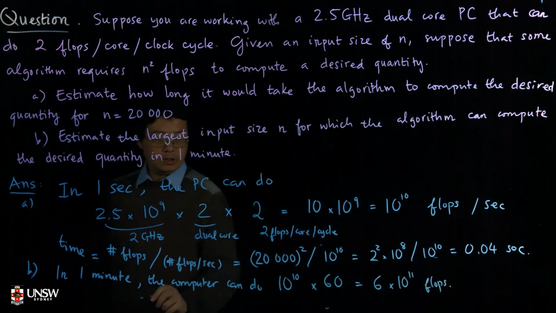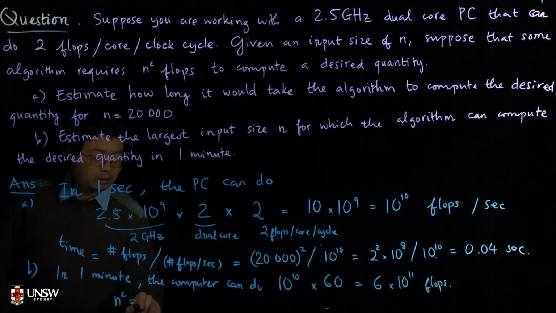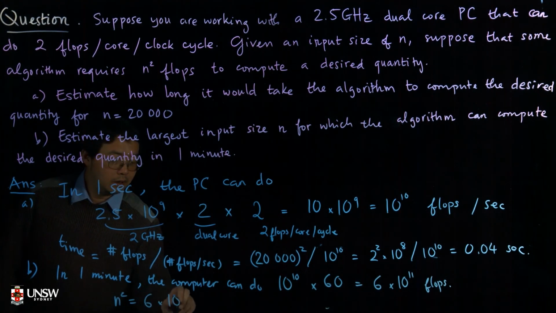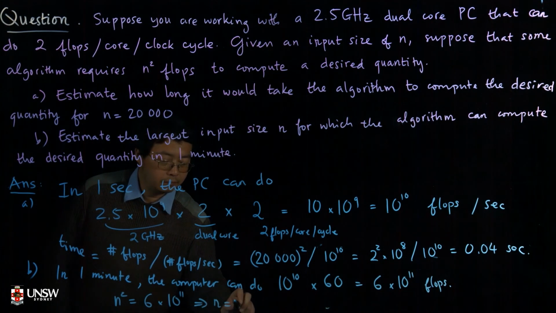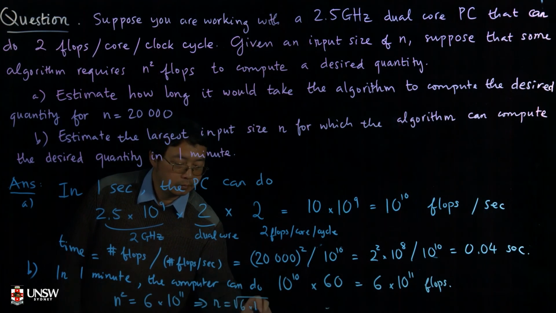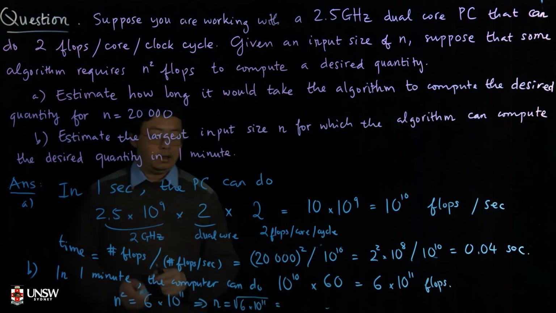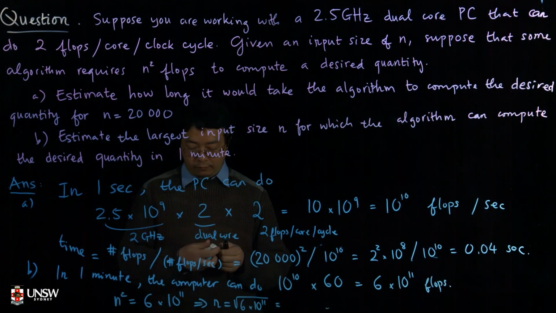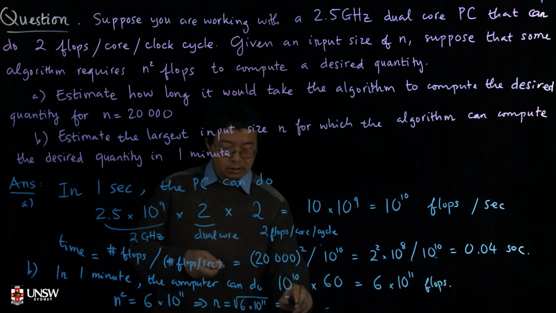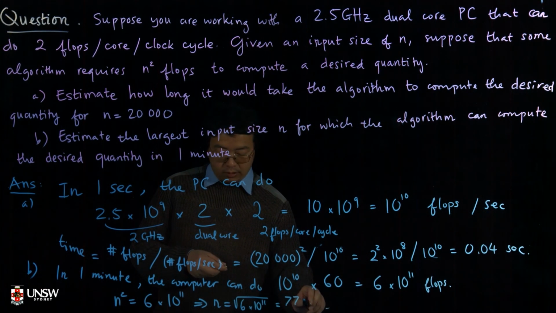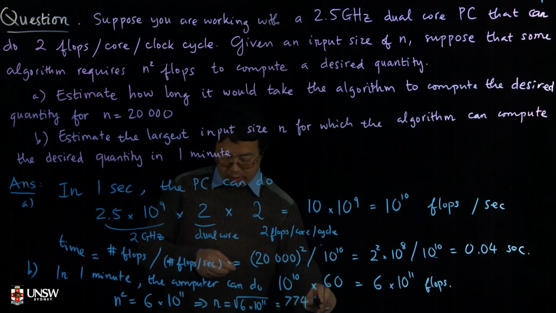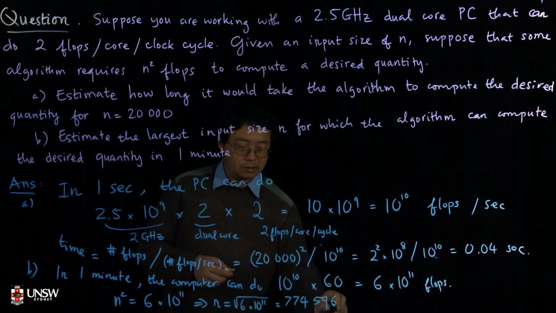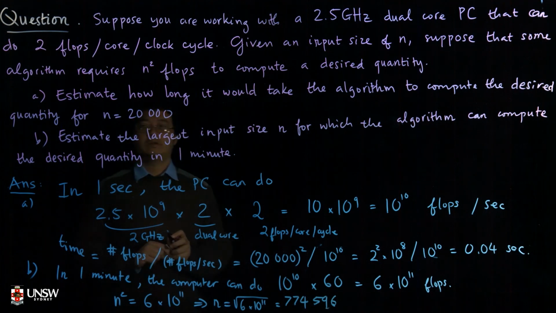And then you have the equation n squared equals 6 times 10 to the 11 flops. So n will be the square root of this number. And then you plug it into the calculator, and it should give you n is around 774,596. So you just take the nearest integer. So that's it.